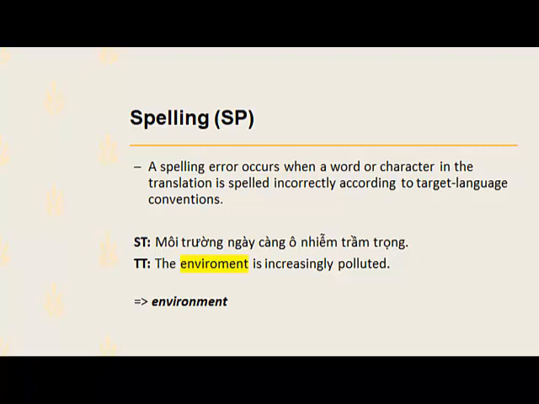And the next error is the spelling. A spelling error occurs when a word or character in the translation is spelled incorrectly according to target language conventions. For example, source text: môi trường ngày càng ô nhiễm trầm trọng, and the target text: the environment is increasingly polluted. Ở đây có một lỗi sai về chính tả, đó là viết thiếu chữ N trong từ environment và phải sửa đầy đủ như ở trên bảng.